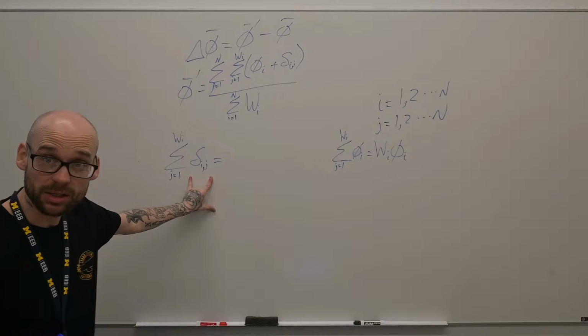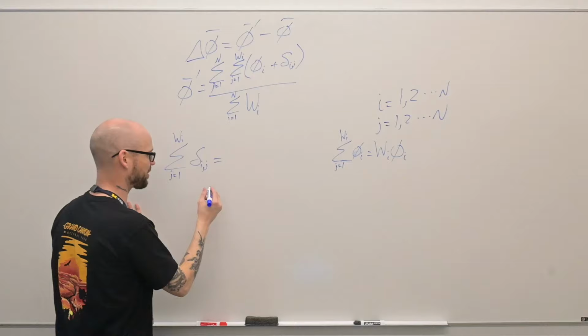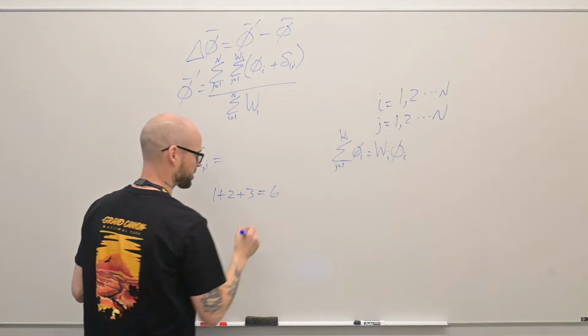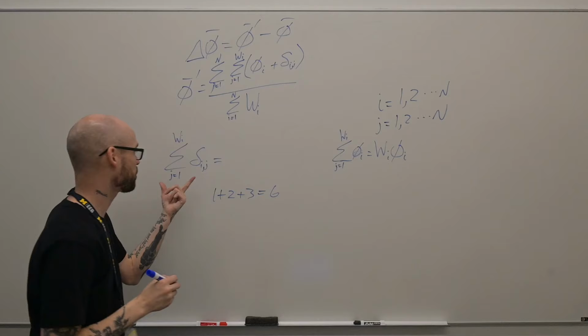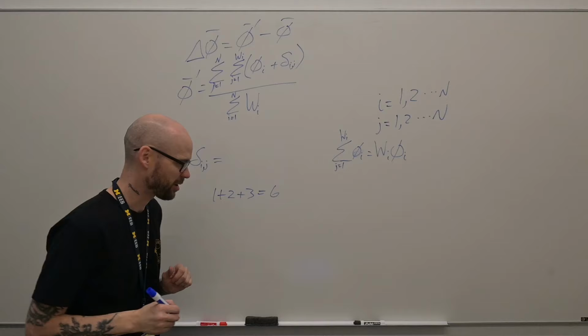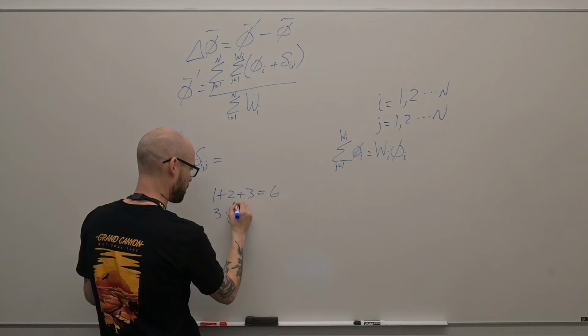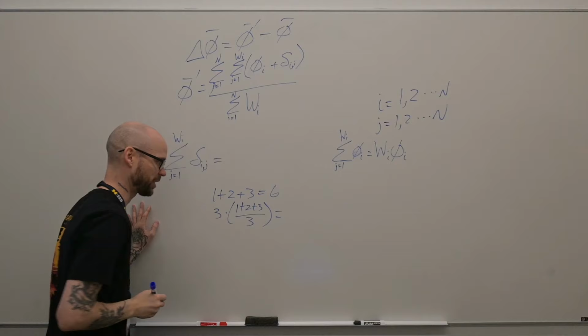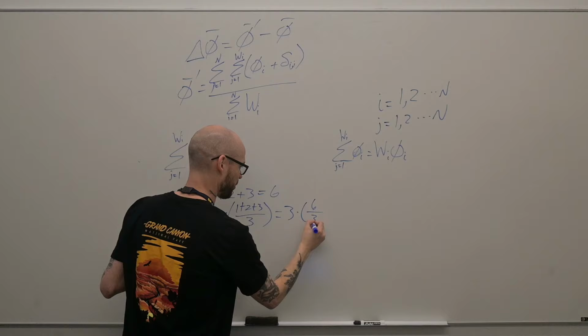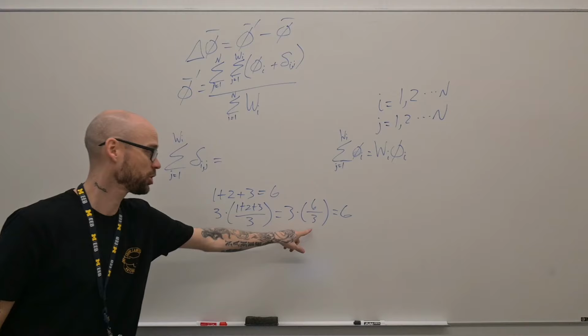Now, since the deltas amongst the descendants are different between each individual, we can have something like 1 plus 2 plus 3. Okay, again, that's equal to 6, but they're different terms from each other. So how can we write this in a similar way as we did previously? Well, notice something interesting here. If you take the fitness, which is 3, and then multiply that by the mean of this, which is 1 plus 2 plus 3 divided by 3, that then equals 3 times 6 over 3, which is equal to 6.